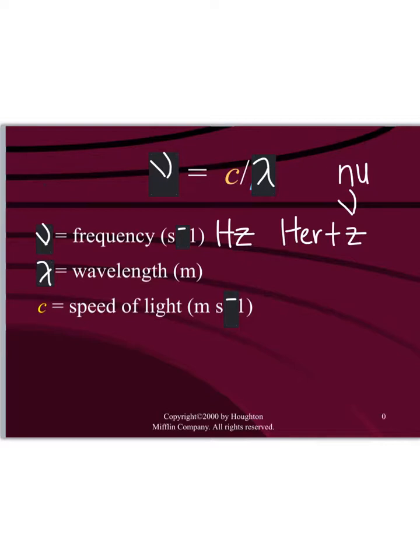Now this next variable is lambda. That is lambda. It's a Greek letter, and this one will represent wavelength. So in this equation, your wavelength will be in meters. And then of course we have this c here, which represents the speed of light, and these are your units here for the speed of light, meters per second. So you can see how all of those units have to be the same so that they can cancel out in the equation. This equation is also found on your pink sheet.